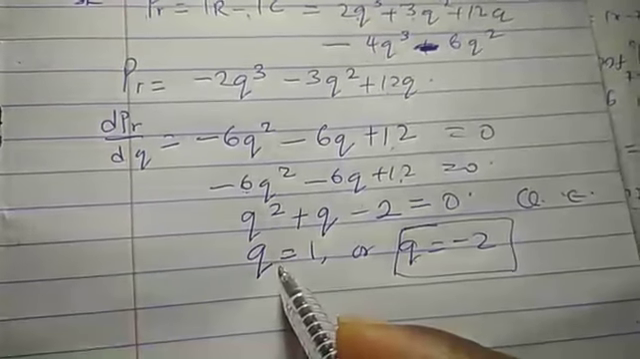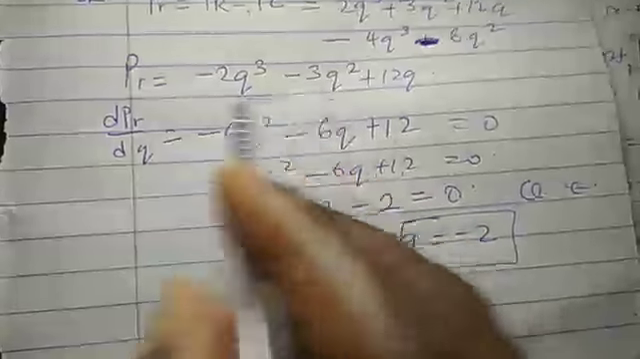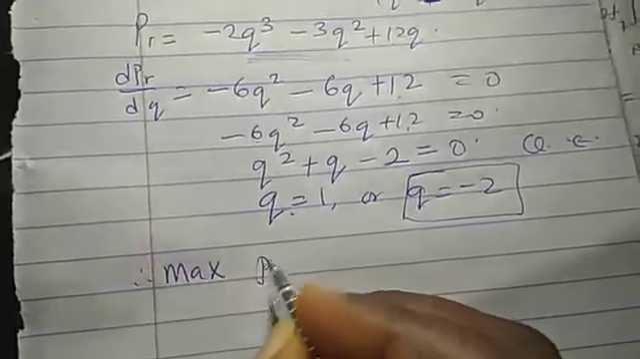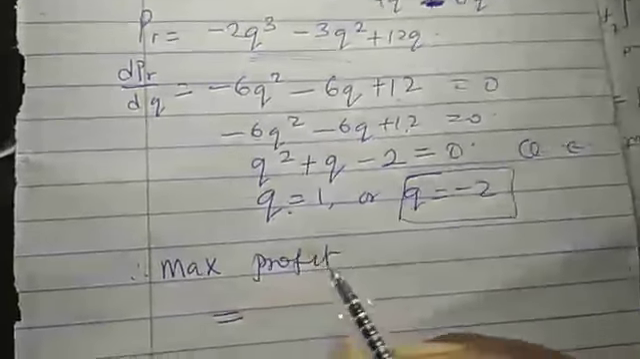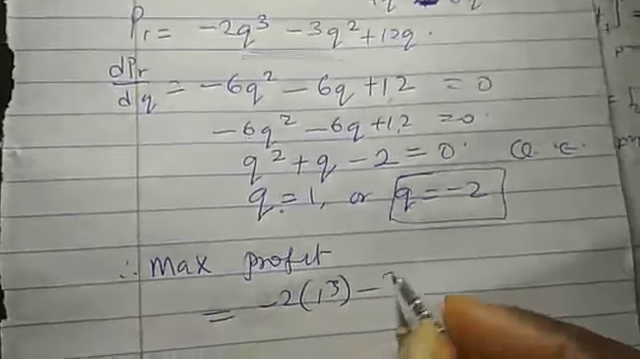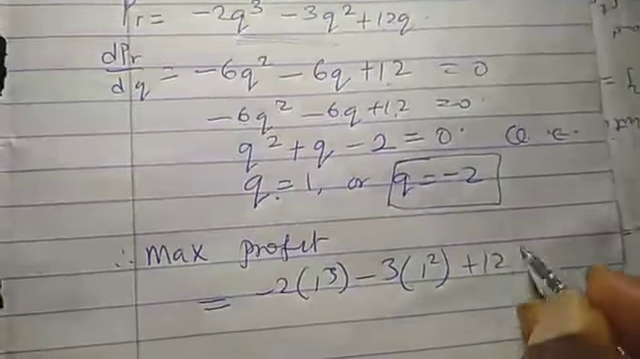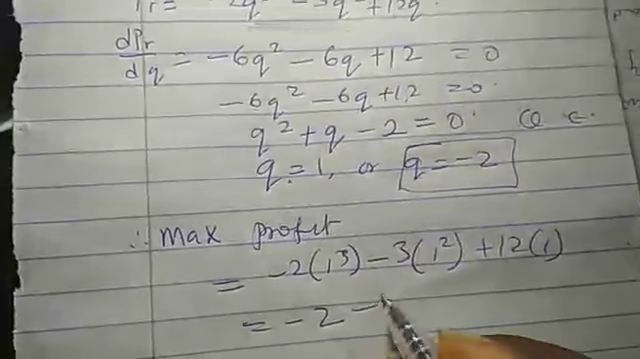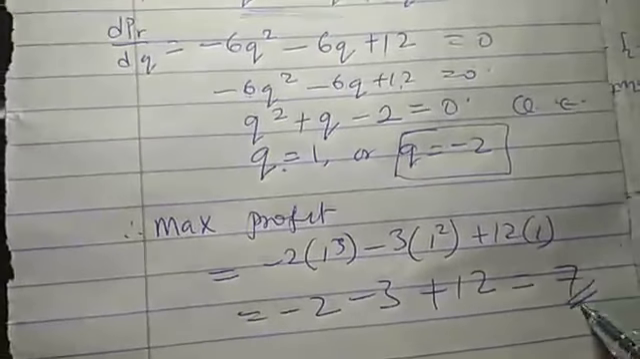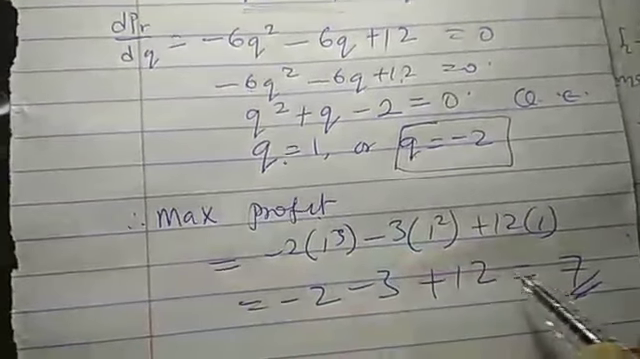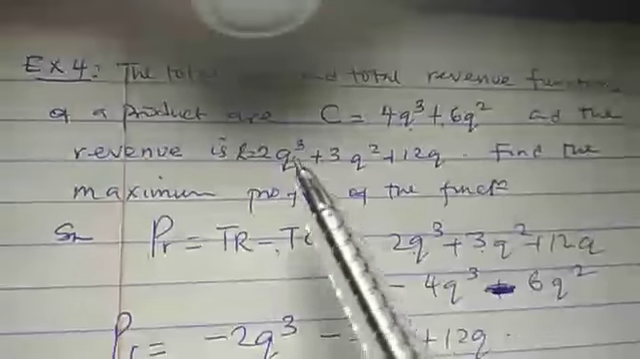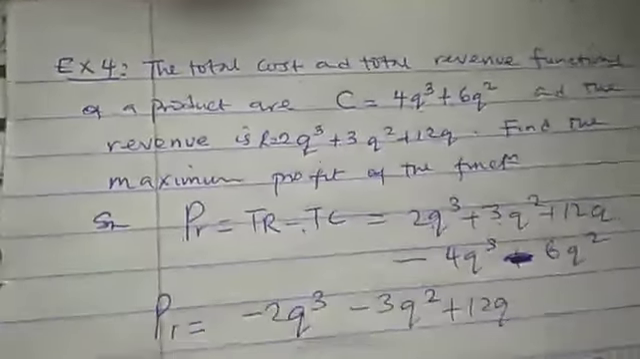Since we have noted that our q is 1, anywhere I see q now, I substitute it here. I can now say that therefore my maximum profit is equal to, anywhere I see q, I put 1: minus 2 into 1 cube minus 3 into 1 square plus 12 into 1. This is minus 2 minus 3 plus 12, and this will give me 7. So the maximum profit is 7.